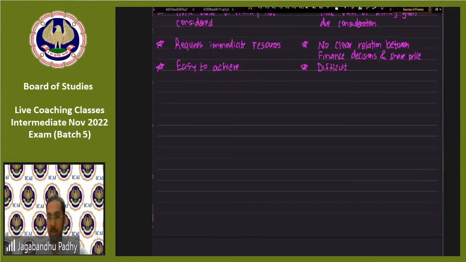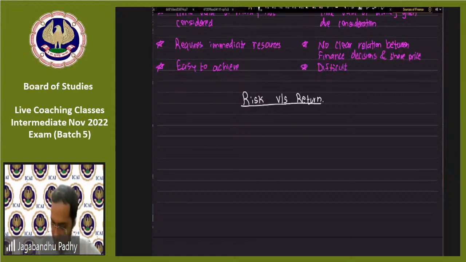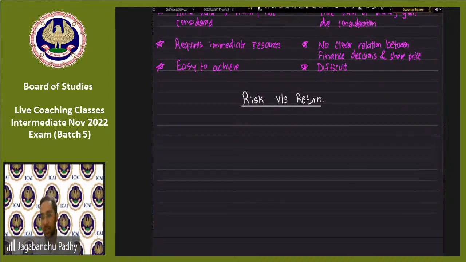Another important aspect in this is risk versus return. What is your general understanding about the relation between risk and return? Is it a direct relation or an inverse relation? Can you tell me, is there a direct relation between risk and return or an inverse relation between risk and return?